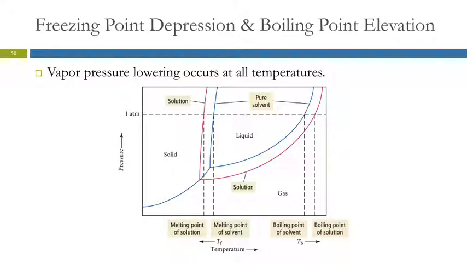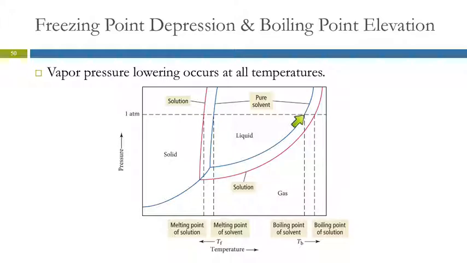So we talked about vapor pressure lowering being a colligative property. Colligative properties depend on the number of particles, not on what they are, number of solute particles. So if we look at a phase diagram, I believe this is the phase diagram for water. And what happens is when the vapor pressure, okay, so let's think about this.